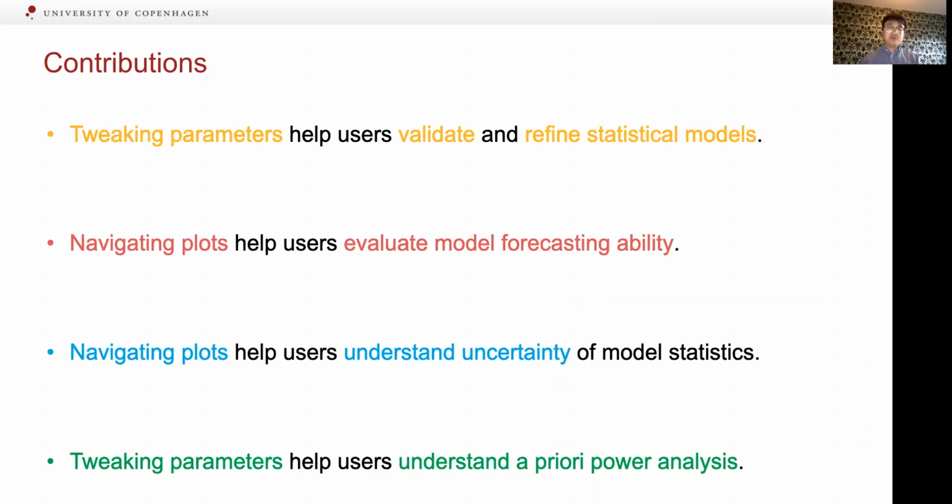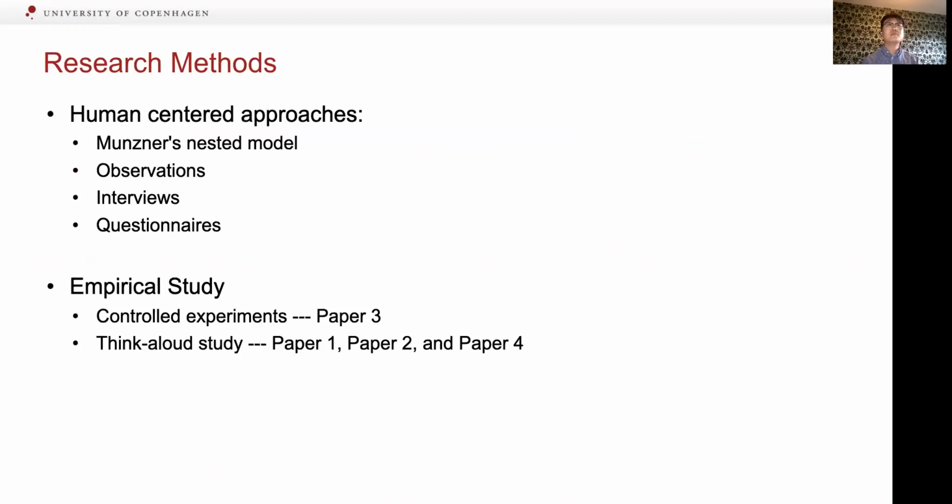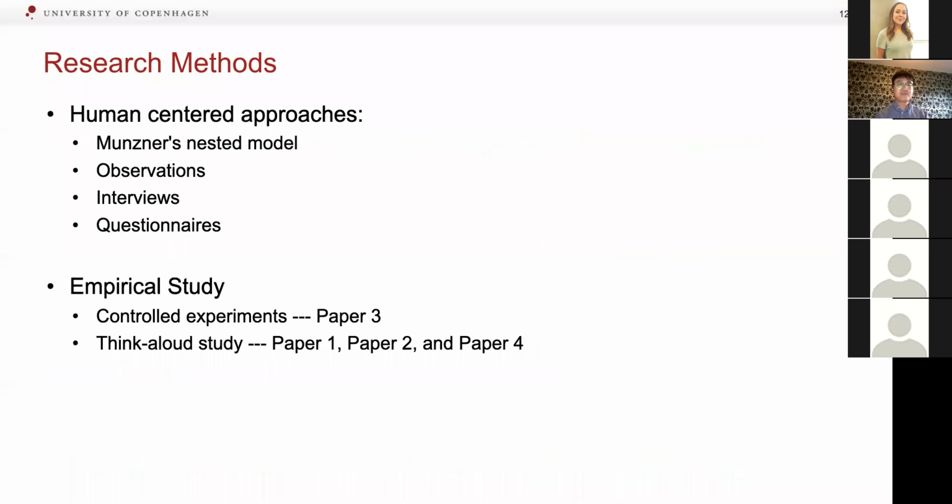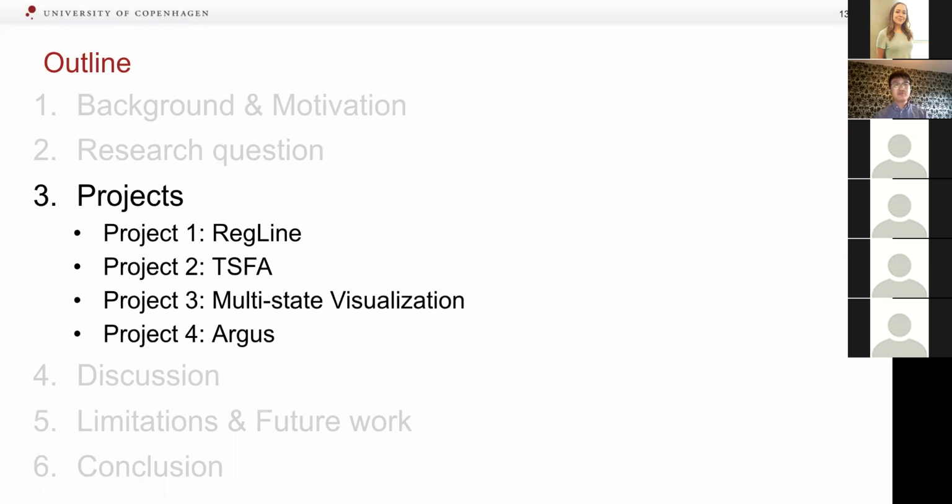Based on the theme matrix, this slide shows how each paper contributes to the overall research question. I will explain them in the following section. In general, I use user-centered methods in my research to acquire initial needs, analyze, design, prototype, and evaluate the visualization design. In particular, empirical study is the main method for conducting effective design studies. I will go through the 4 projects in the next sections.